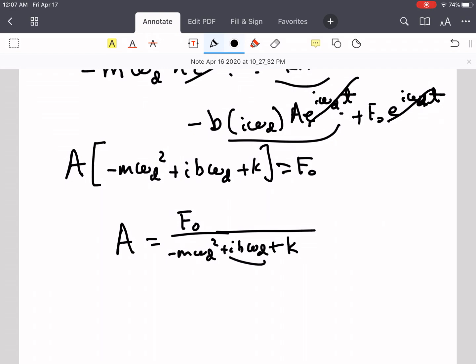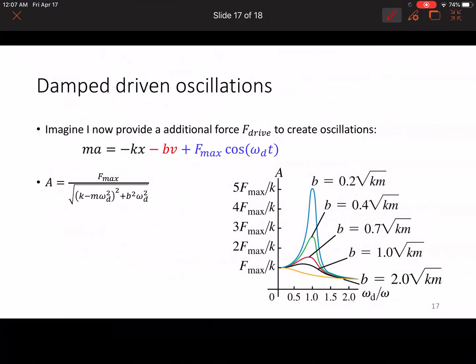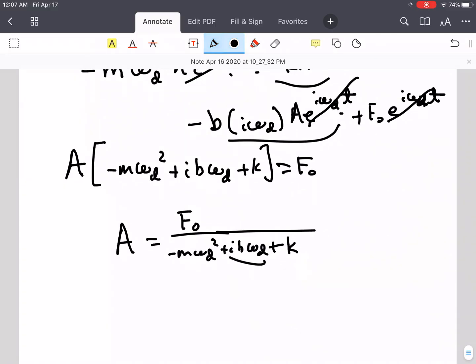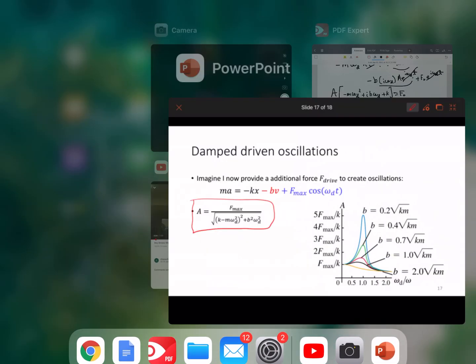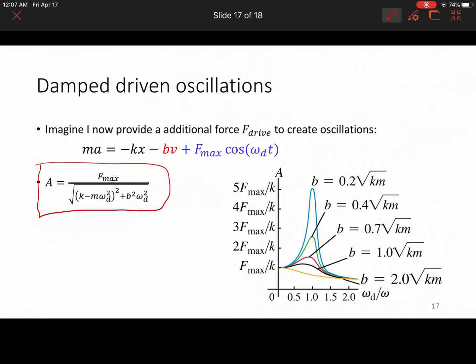It's a complex number because of my dissipation, but it turns out if I take the real part and do things carefully, I can solve for that amplitude. And the solution actually turns out to be this expression: F0 divided by the square root of (k minus m omega_d squared) squared plus b squared omega_d squared. You may notice that is just the amplitude of this complex number. So that denominator is just the magnitude of the complex number, its real part squared plus its imaginary part squared, square root of that. So that turns out to be the amplitude of the damped driven harmonic oscillator.